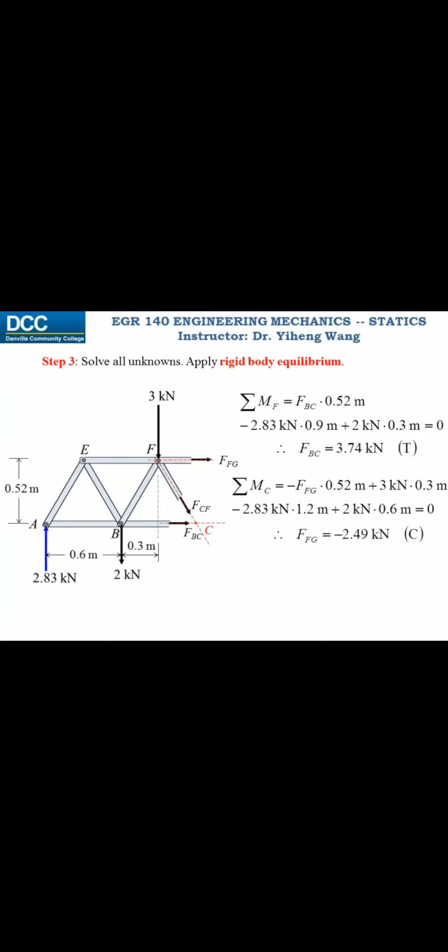See, when the moment is summed about point F, only FBC shows up and you can solve it easily from this equation. And when moment is summed about point C, you only have force FG and can easily solve it as well. Lastly, let's write 1 force equilibrium equation along the x direction, and from it we can solve for FCF. Hopefully from this example, you have learned how to apply the method of sections for your simple truss analysis.